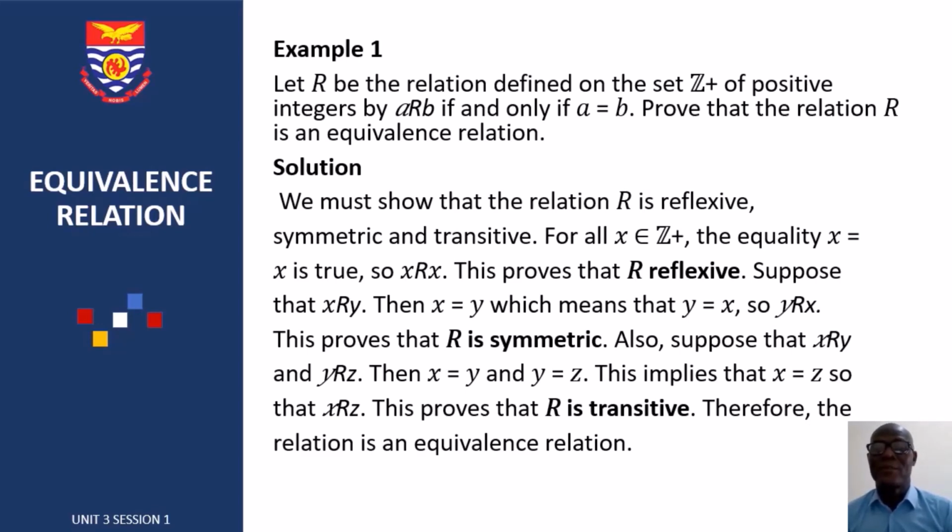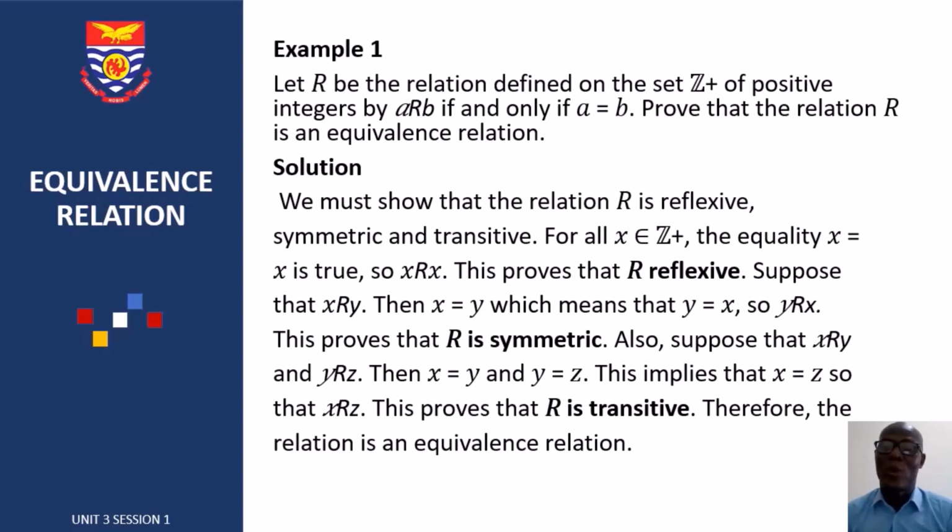And since x is related to y implies y is related to x, we can conclude that the relation is symmetric. Now, to prove that the relation is transitive, we take x, y, and z to belong to the positive integers. Then x is related to y and y is related to z.